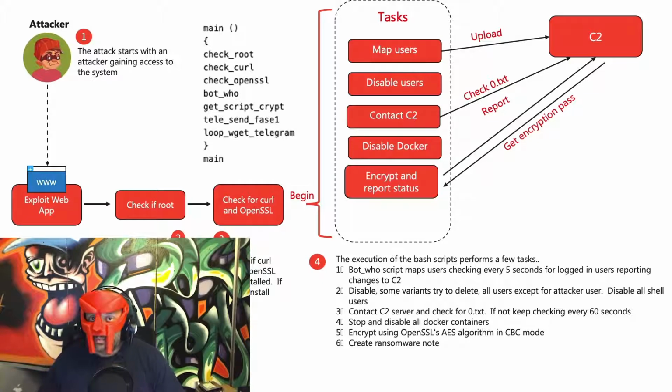Once that is done, all the prep work is done, the next bash script calls to the command control center, grabs an encryption password, and begins encrypting all of the files and folders that it has listed. And it also reports the status of this encryption process back to the command, or maybe perhaps it's the status at the end that this process is finished. And once that is all done, using, of course, the OpenSSL AES algorithm in CBC mode, that's why I needed to install OpenSSL in the first place, it creates and displays the ransom note.